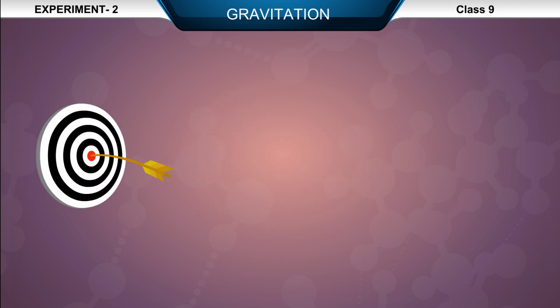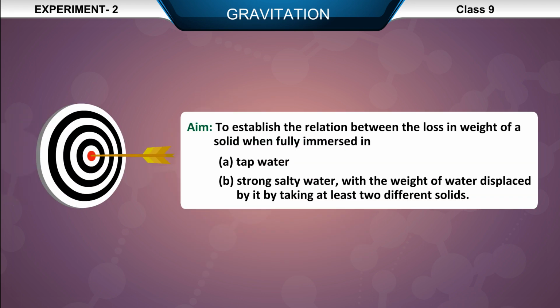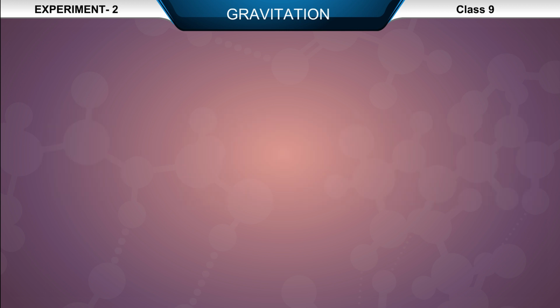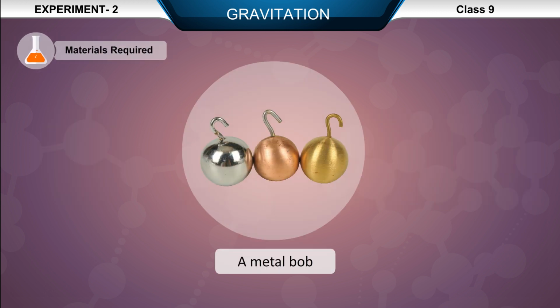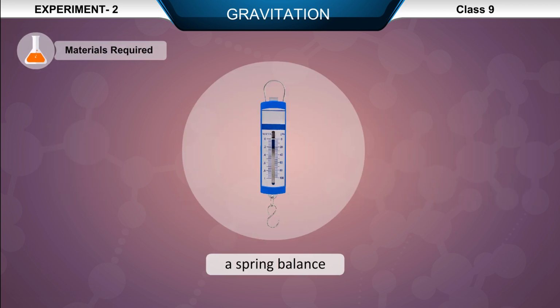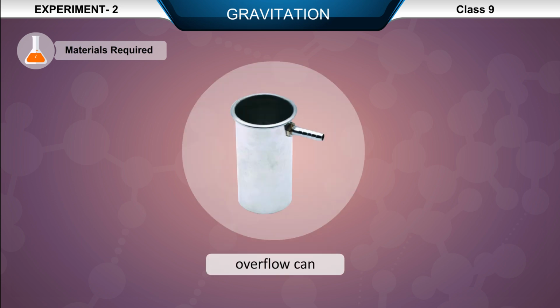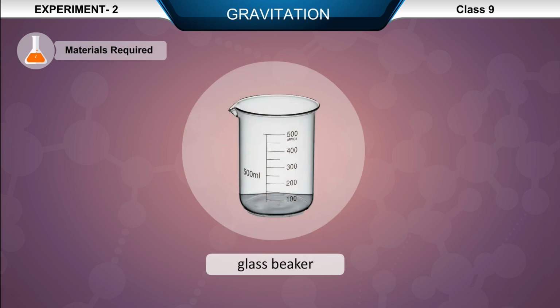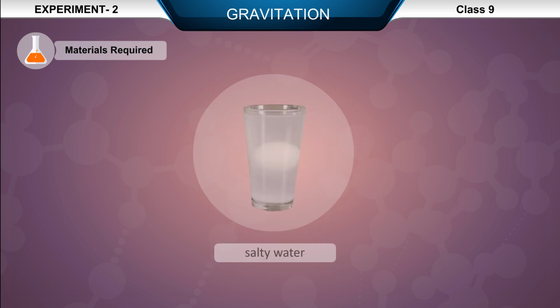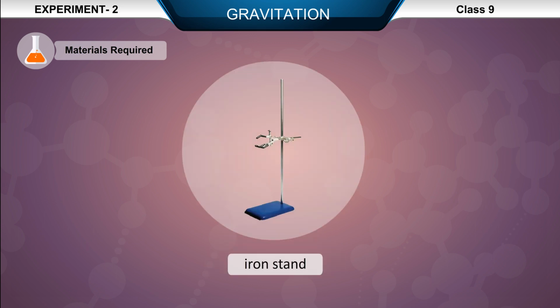Experiment 2. Aim: to establish the relation between the loss in weight of a solid when fully immersed in A. tap water, B. strong salty water, with the weight of water displaced by it, by taking at least two different solids. Materials required: a metal bob, a spring balance, a cotton thread, an overflow can, a glass beaker, tap water, salty water, an iron stand.